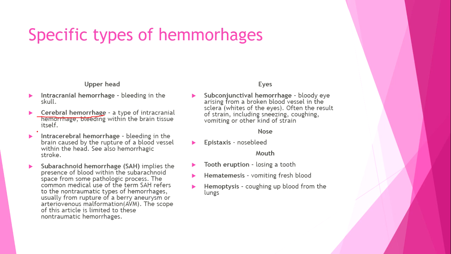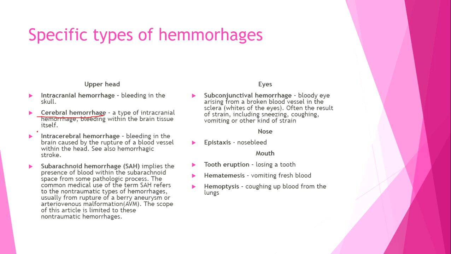Subarachnoid hemorrhage implies the presence of blood within the subarachnoid space from some pathologic process. The common medical use of the term subarachnoid hemorrhage refers to the non-traumatic types of hemorrhages, usually from rupture of a berry aneurysm or arteriovenous malformation. The scope of the article is limited to these non-traumatic hemorrhages.